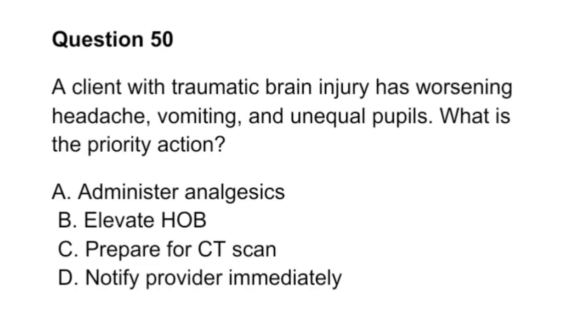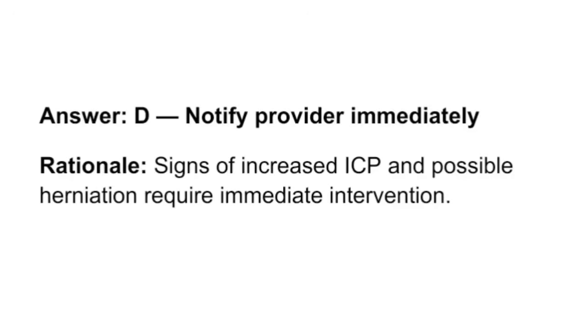Question 50. A client with traumatic brain injury has worsening headache, vomiting, and unequal pupils. What is the priority action? A. Administer analgesics. B. Elevate HOB. C. Prepare for CT scan. D. Notify provider immediately. Answer D. Notify provider immediately. Signs of increased ICP and possible herniation require immediate intervention.